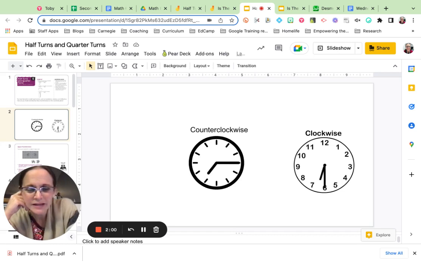Okay, now I would like somebody from the class to explain the difference between counterclockwise and clockwise. Pause the video and listen to your classmate who is ready to explain the difference.